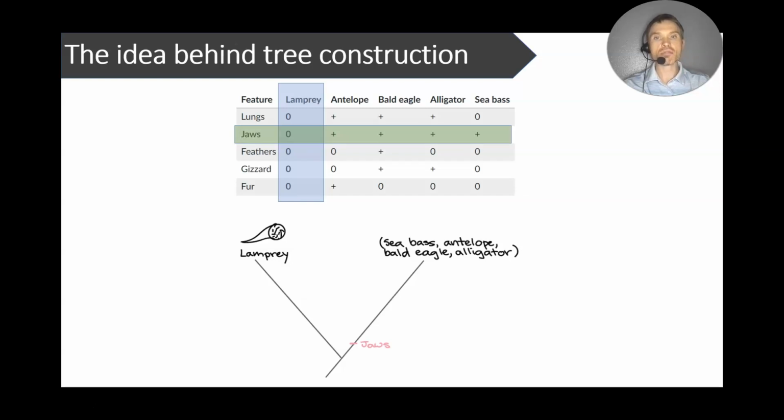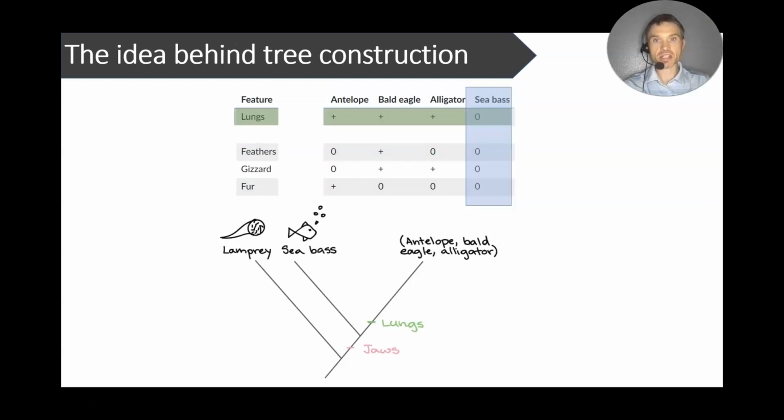So in this situation, we're looking at 5 different species: the lamprey, the antelope, the bald eagle, the alligator, and the sea bass. And then on the rows there, we have the different features such as lungs, jaws, feathers, gizzard, and fur. A 0 represents that the feature is lacking in that particular individual. A plus sign represents that it is present. So you can see that our lamprey lacks all these features. And so our lamprey is the first branch point in our cladogram that we are constructing.